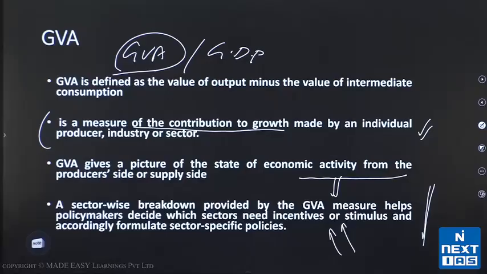Now come to the right side, GDP. GDP is equal to GVA plus net product taxes. Tell me, if I give the GDP number, can you tell what is happening in agriculture, industry, service sector? If I give the GVA of agriculture, GVA of industry, GVA of service sector, we can track what is happening in each sector or not. For policy makers, is GVA the better indicator or GDP?